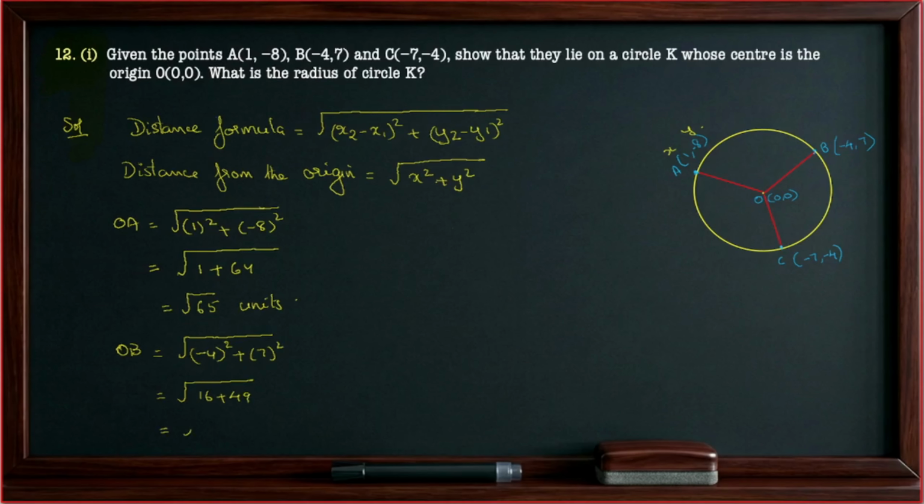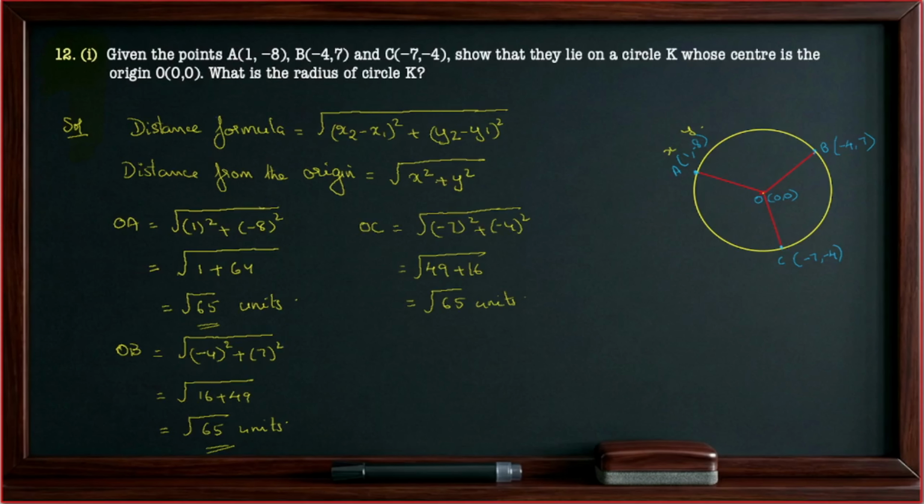And this is equal to root 65 units. Next, we will find the distance from O to C, that is root of (minus 7) the whole square plus (minus 4) the whole square. This is equal to 49 plus 16, which is equal to root 65 units. Here you can see that OA is equal to root 65, OB is equal to root 65, and OC is also equal to root 65.